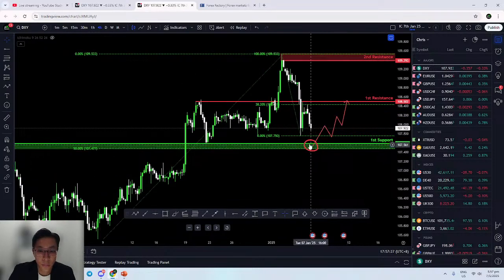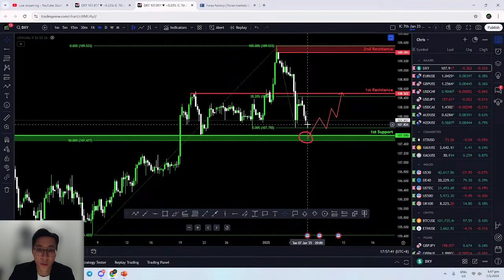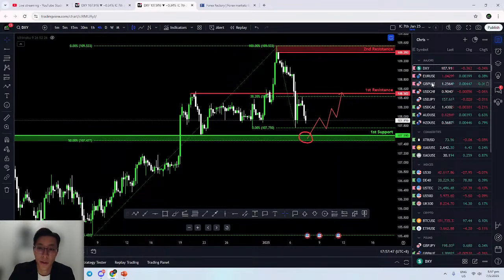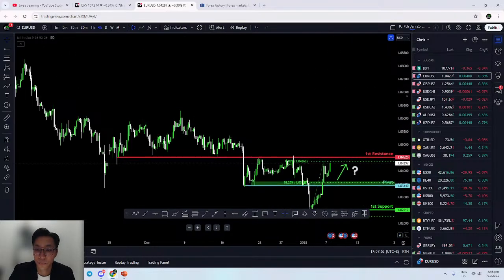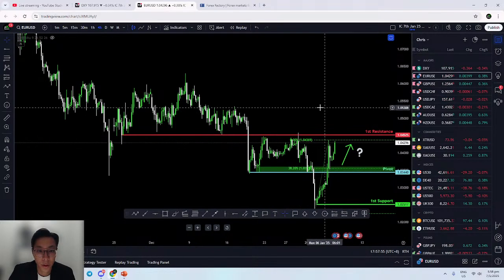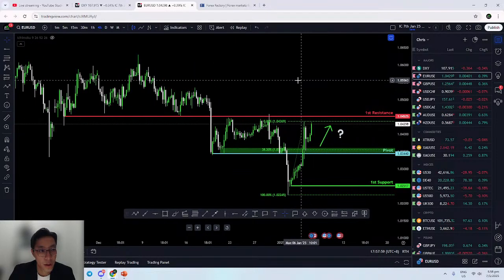So if we are projecting DXY to fall, before we look at, if DXY goes up, it means other pairs might have a sell, right? So let's check. Let's start with euro dollar. Let's go through some pairs.